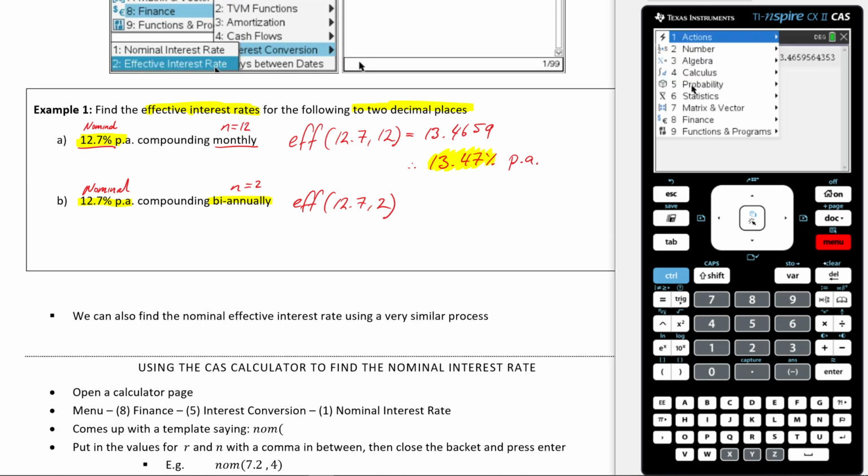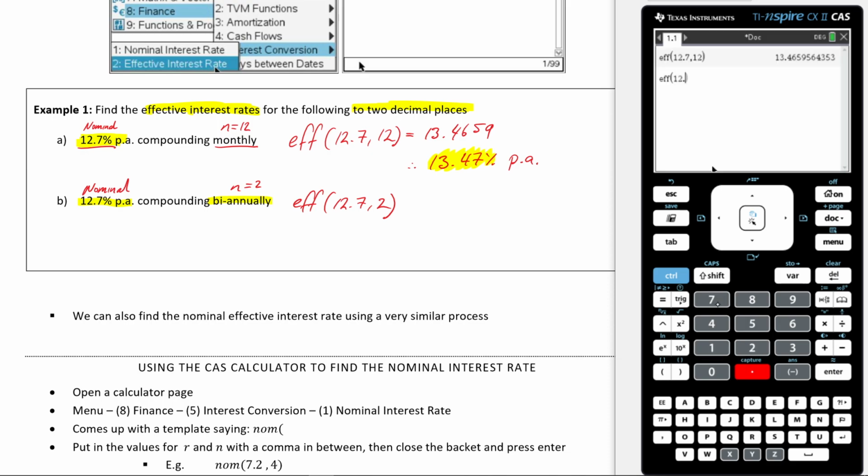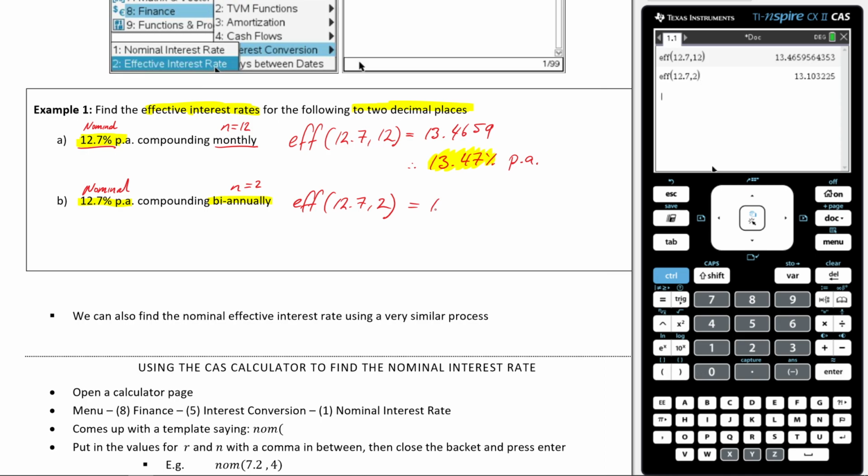And if I was to do that, so menu 8.5, and then I want to go to effective. Then I want to type in 12.7. Then I want to go comma 2 because it's biannual. And that means I'm going to be left with 13.103225. Therefore, my answer is going to be 13.10% per annum. Again, take note of the fact that this number up here is bigger than this number here. And the reason why is because this was compounding monthly when this one was only compounding biannually. The more you compound, the bigger your effective interest rate will be.